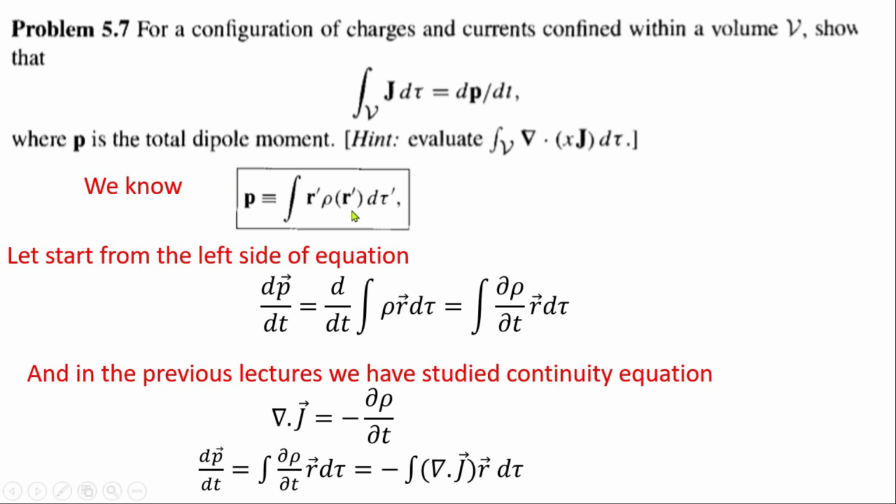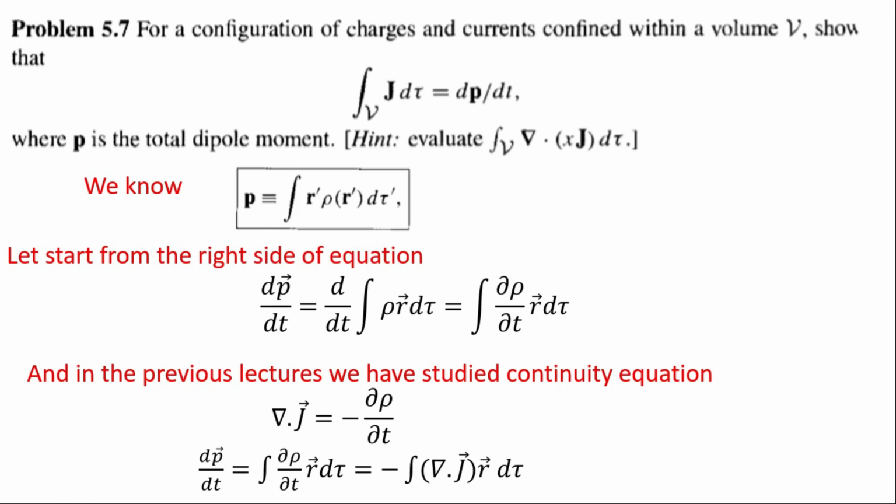In the third chapter, we studied the definition of the dipole. The dipole moment of any dipole is defined as the integral of r prime rho of r prime d tau prime. What is r prime? r prime is the position of the source points, rho of r prime is the volume charge density, and d tau prime is the small volume element of source points.